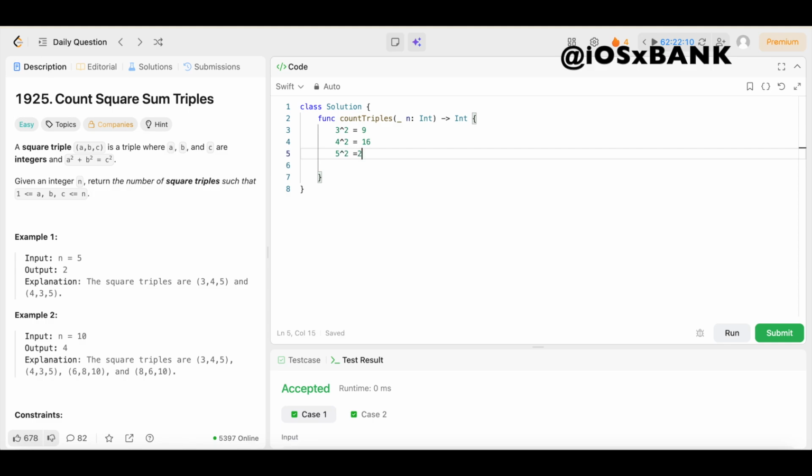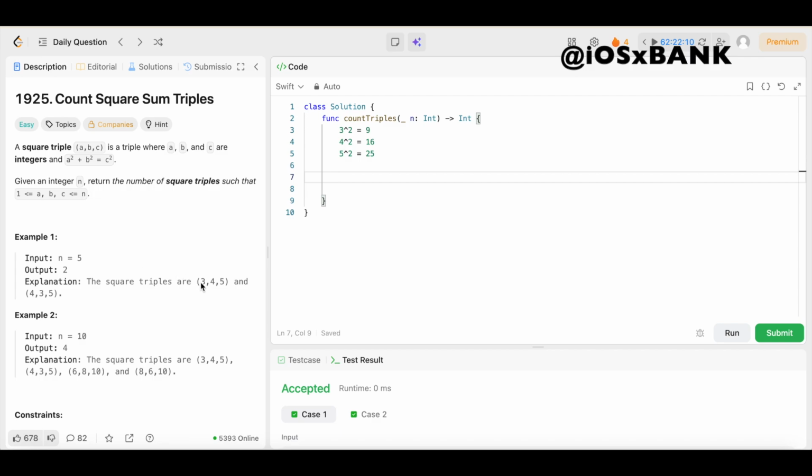equals 25. Now that we have the squares, 3 would be a, 4 would be b, and 5 would be c. So it would be 9, which is 3 squared, plus 16, which is 4 squared, equals 25, which is 5 squared. So that's our first triple. Then for the second triple, all they did is swap these two numbers. So we just did 16 plus 9, that equals 25 as well.